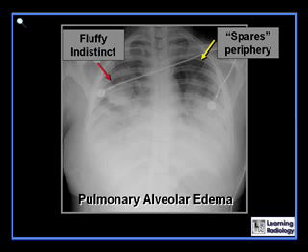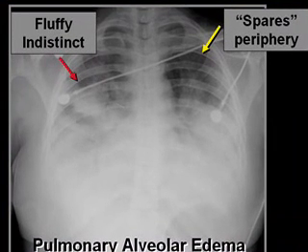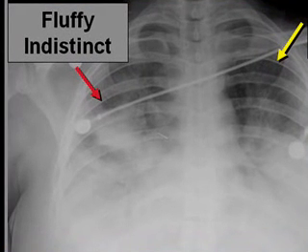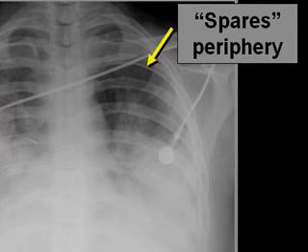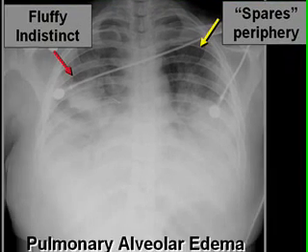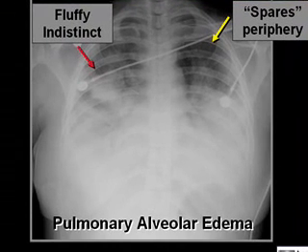Just a few words about pulmonary alveolar edema, usually just referred to as pulmonary edema. When the fluid in the interstitium spills out into the alveoli, it produces fluffy, indistinct, confluent opacities in the lung, which look quite different from those of pulmonary interstitial edema. There is a tendency for pulmonary edema, especially as it relates to congestive heart failure, to spare the outermost portion of the lung, though this is not always true. So this is an example of pulmonary alveolar edema.